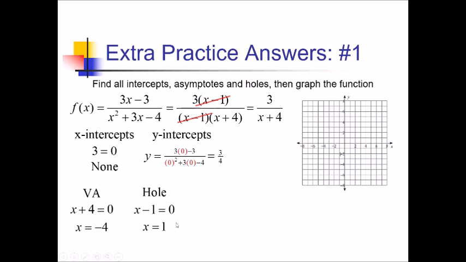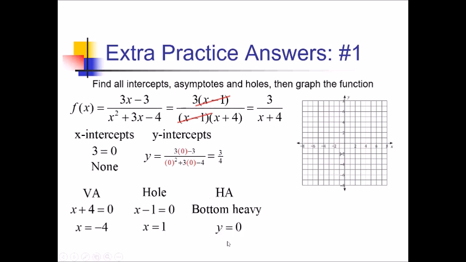Either way. All right, so now we have to talk about horizontal asymptotes. Looking at the relative degrees of the original function, we have a first-degree numerator versus a second-degree denominator. This is a bottom-heavy function, higher degree on the bottom. So the horizontal asymptote is automatically y equals 0.